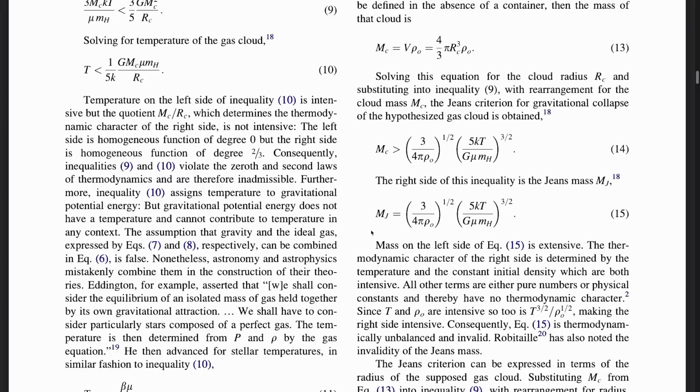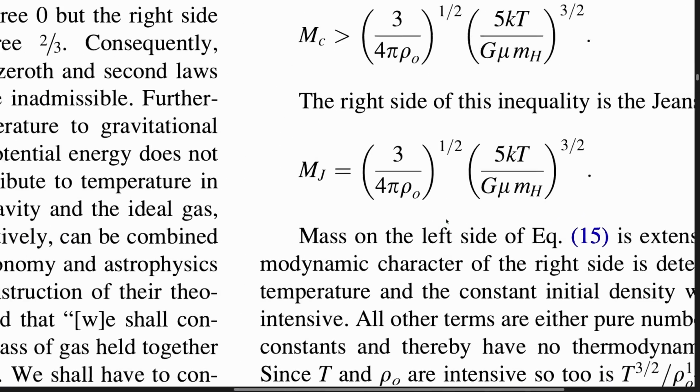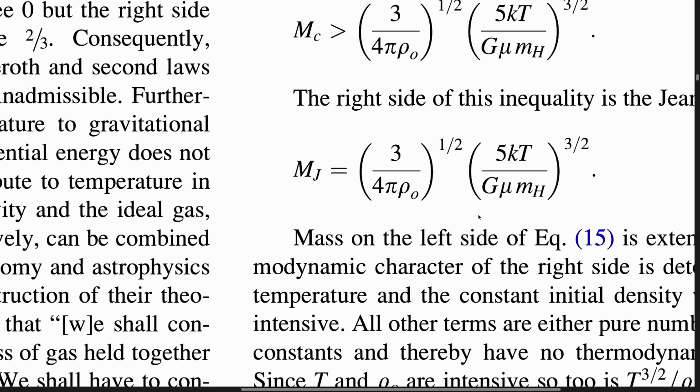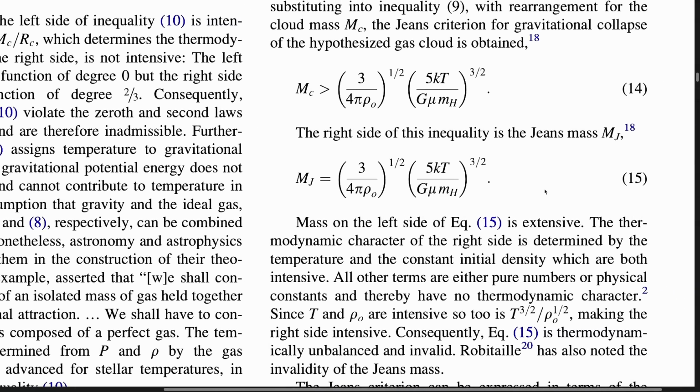Now, when you look at the equation for the Jeans mass, the mass on the left is extensive. Mass is always extensive. But when you look on the right of their equation, you find that it's depending on two thermodynamic coordinates, the temperature and the initial density, rho sub zero. So that means the right-hand side is intensive, because if you take the product or the quotient of two intensive properties, it remains intensive. They're both homogeneous degree 0. So on the left you have extensive, homogeneous degree 1, and on the right you have intensive, homogeneous degree 0.